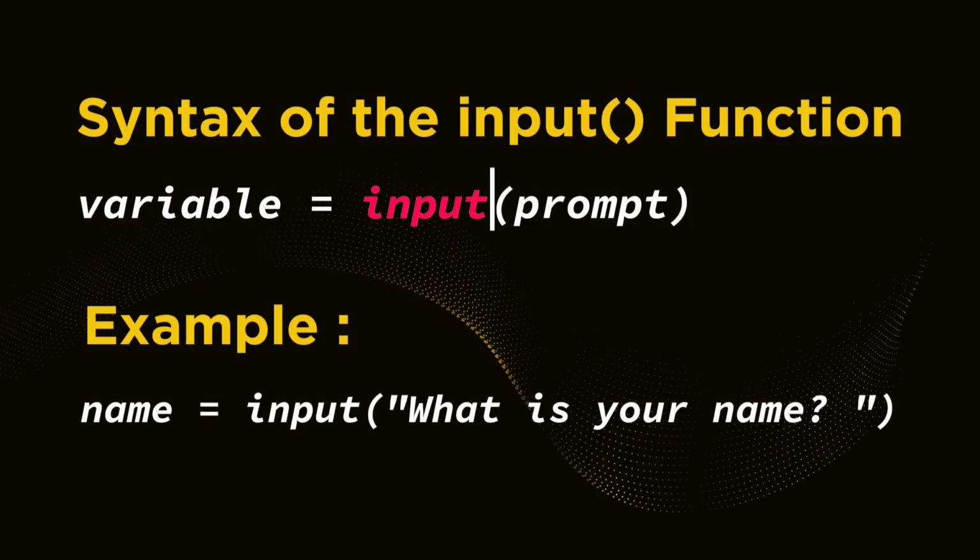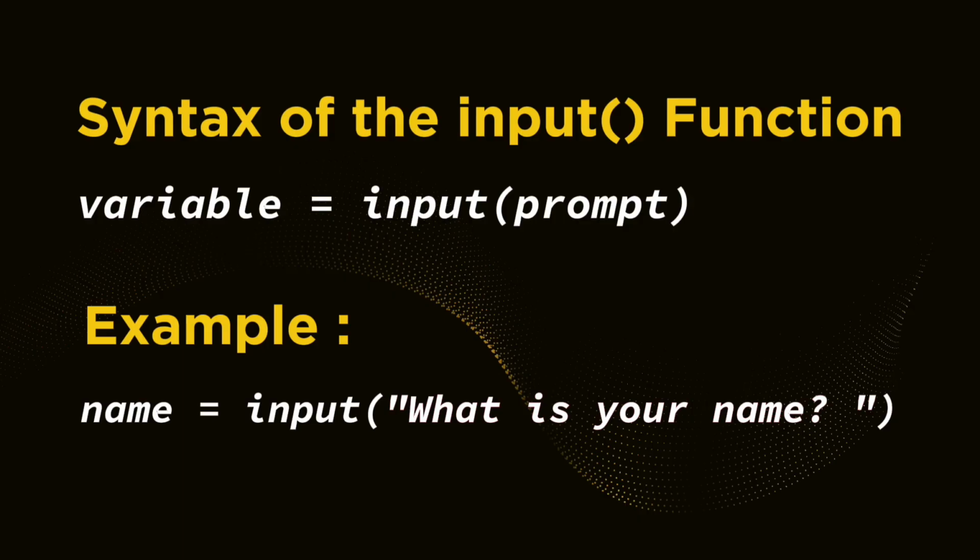The word input is a function in Python, so we use parentheses after it. Inside the parentheses we can write a prompt. This is a message that will appear on the screen, asking the user what to enter. The prompt must be written inside quotation marks because it is a string. The function then waits for the user to type a response and press enter.